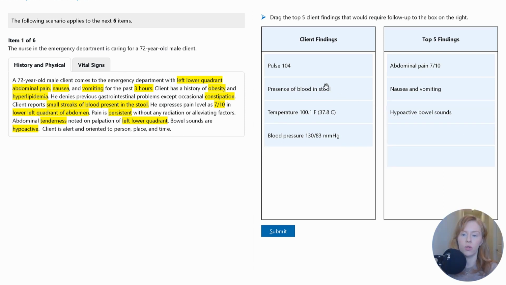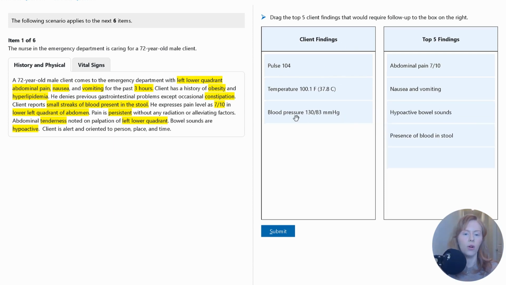Presence of blood in the stool. It says here these are small streaks. I don't have any lab results at this point yet in the case, so I don't know if this is a gastrointestinal bleed and he's quickly hemorrhaging and would require a blood transfusion, or if it's something benign. But because it has the potential to be a gastrointestinal bleed, it's something that I want to be concerned about as a potential circulation issue.